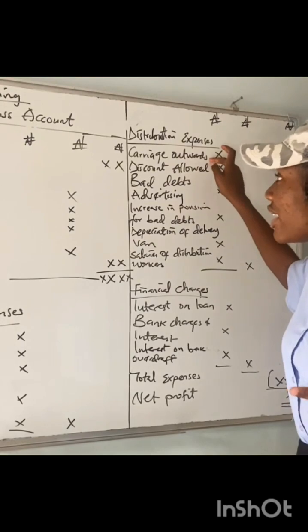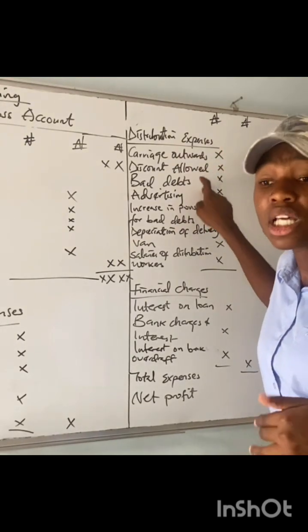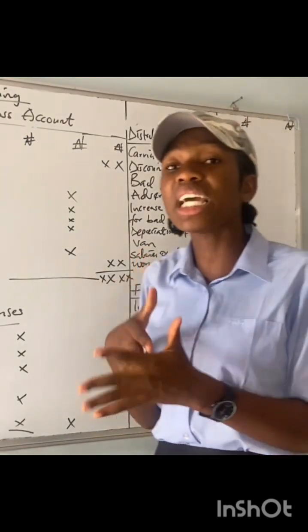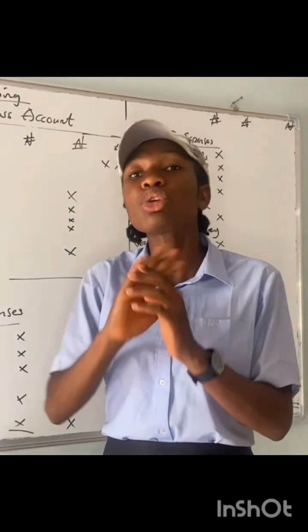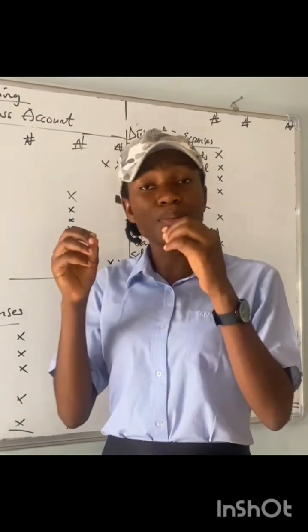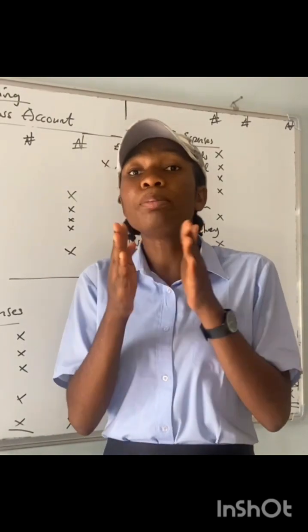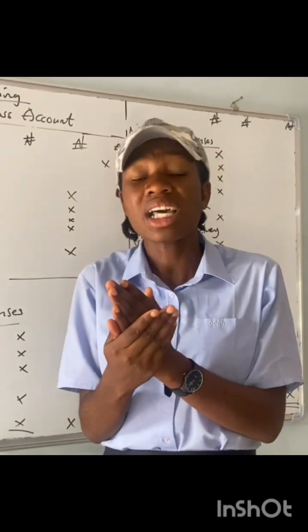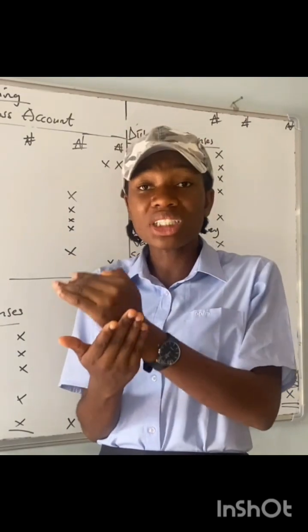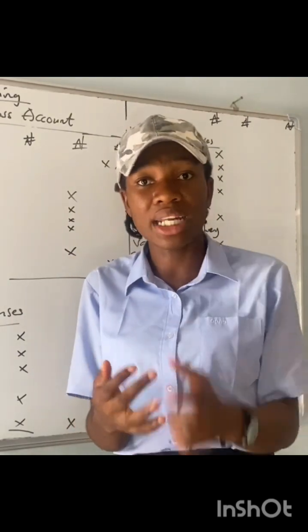We have carriage outward. We have our bad debt. Now this bad debt refers to debts that are termed irrecoverable. That is, no matter what the business does, this debt cannot be recovered, so they are called bad debt. It means people bought goods and for some reason the money they owe the business cannot be collected.